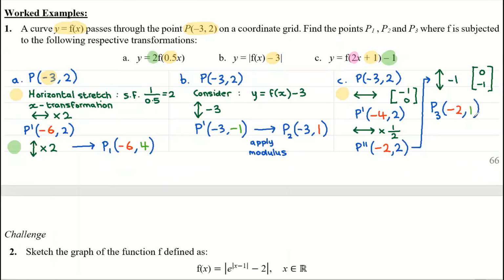So just to review, trying to do too much at once there. So the first thing to do, we have the +1. Okay, inside the function, that means we have to translate it 1 to the left in the x direction, which is what we've done. So that took us to -4, 2. We then multiply the x coordinate by 1/2, which is what we did. Well, I did it wrong at first, so that's going to be -2, 2. And then we subtract 1 from the y coordinate. So we have -2, 1. Okay, so we have P1, P2, and P3.